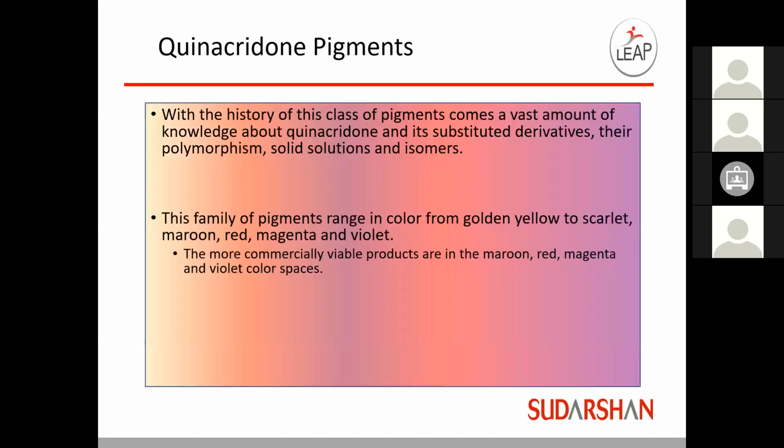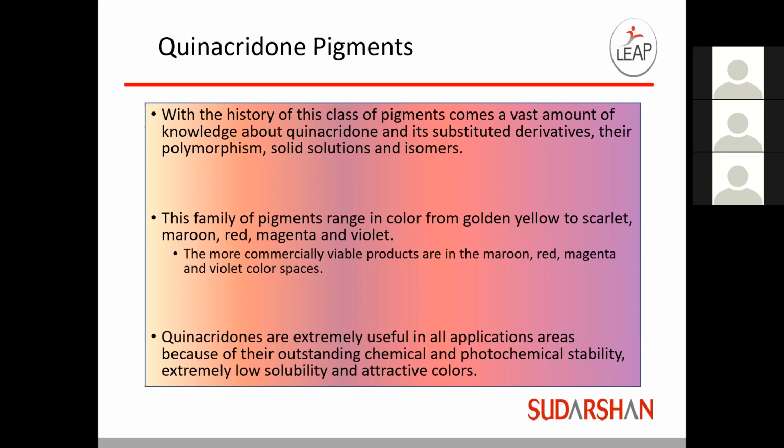This family of pigments ranges in color from golden yellow to scarlet to maroon and red and to magenta, and finally on the very blue side, the violet space. However, the more commercially viable products are in the maroon, red, magenta, and violet color spaces. Quinacridones are extremely useful in all application areas, primarily because of their outstanding chemical and photochemical stability. They also have very low solubility, and they provide some attractive colors to your formulations.